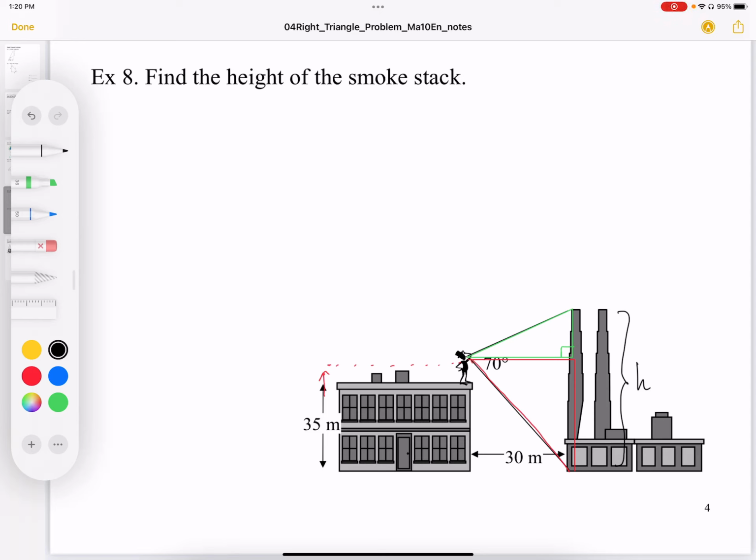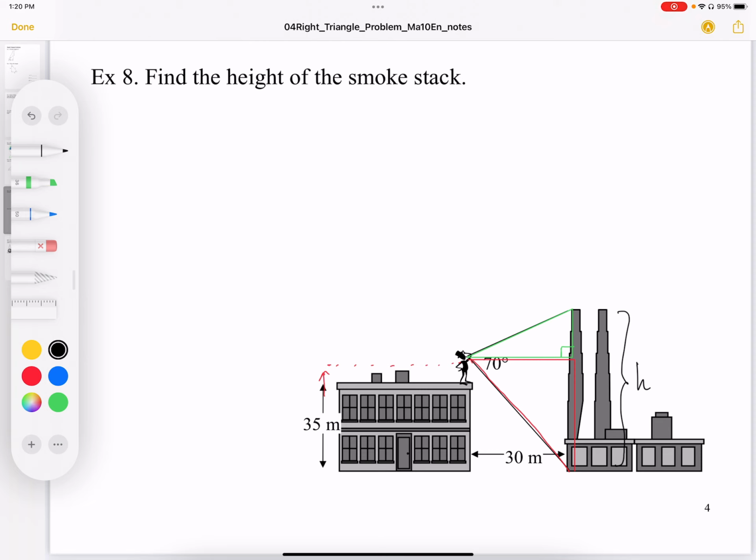So in this question here, first of all, we want to clarify that because of the height of the observer and where they're observing from is above the height of the building, we're just going to use the observation point as our 35 meters. And that makes that red triangle have a height of 35 meters. And what the question's asking is find the height of this smokestack.